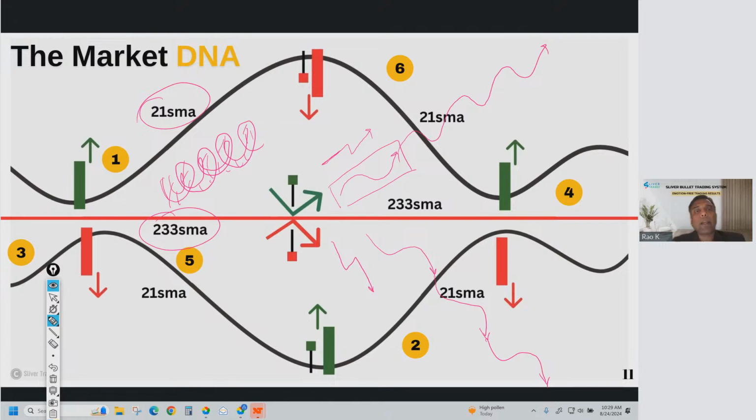When we place these moving averages on the price movement, what we see is that price moves away from the 233 SMA and then comes back to the 233 SMA. It goes away from the 233 SMA, comes back to the 233 SMA. So why the 21 SMA and why the 233 SMA? These 21 and 233 are Fibonacci numbers.